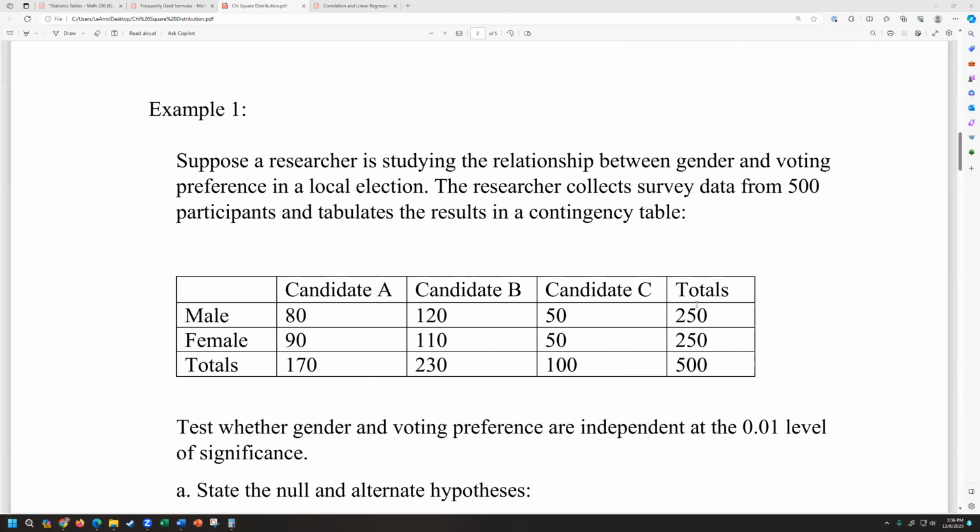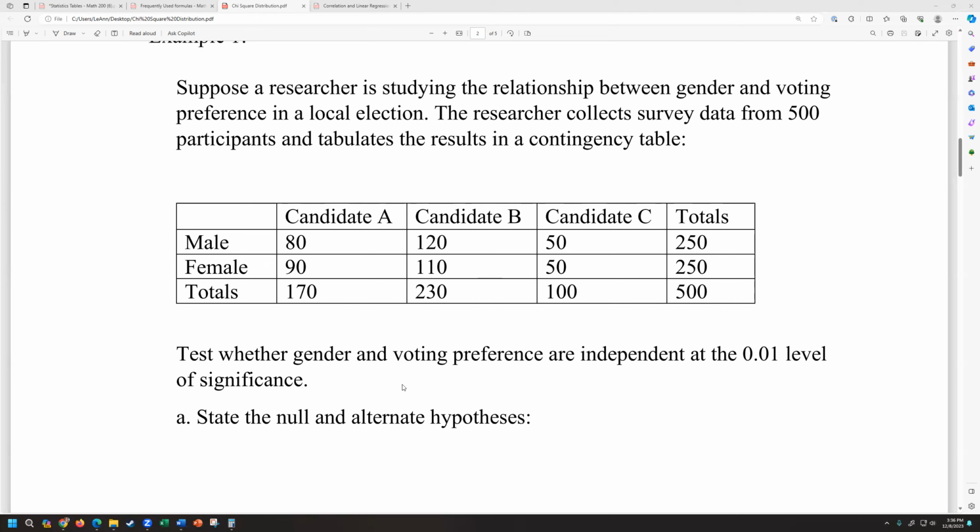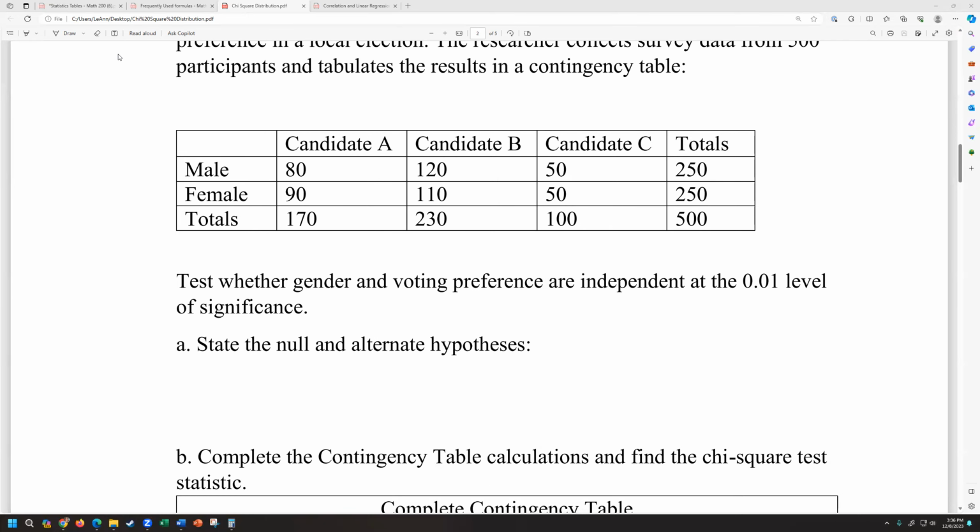We have a total for our rows. This is the total of the males, total of the females. We have totals for each of our candidates down here. And then we have our total number for the sample size. So we want to test whether gender and voting preference are independent at the 0.01 level of significance. So our first step is going to be to state that null and alternate hypothesis.